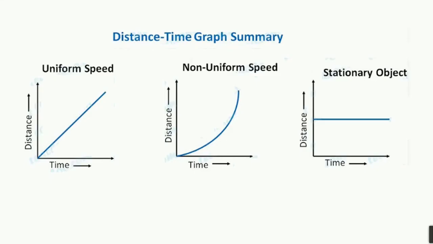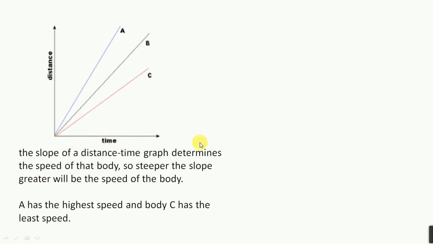So this is the distance time graph. This is for uniform speed, this is for non-uniform speed, and this is for stationary objects. So here the distance is not changing with time. Out here the distance is uniformly changing with time, and out here it is changing non-uniformly. Slope of the distance time graph determines the speed. Steeper the slope, more the speed. So out here in ABC, A has the highest speed because it has got the steepest slope.